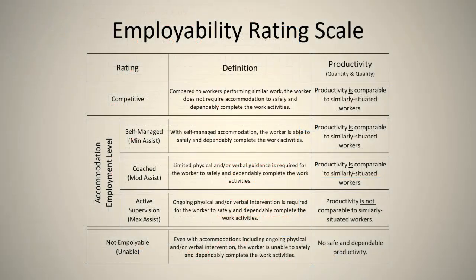The ERS has 5 levels, ranging from competitive down to not employable. For each level, there's a clear definition that takes a look at the degree of accommodation the person requires to be safe and dependable at work. Most importantly, there are 3 accommodated employment levels, from self-managed to coached to active supervision. Across these 3, we take a look at productivity and whether or not it's comparable to similarly situated workers.